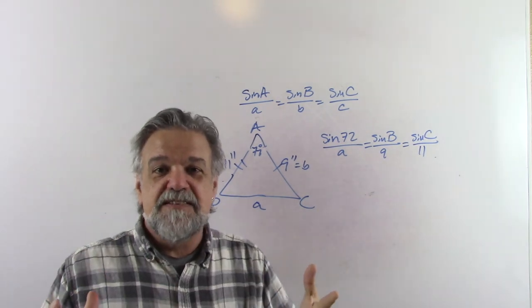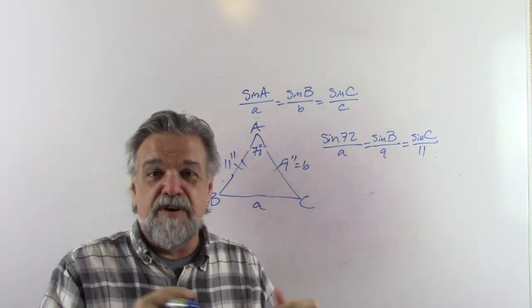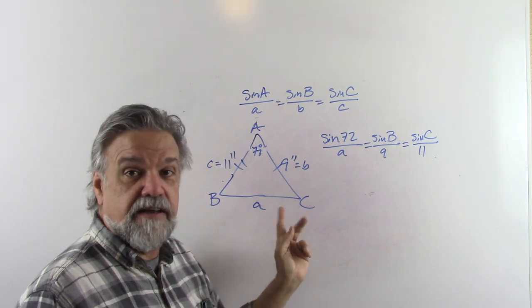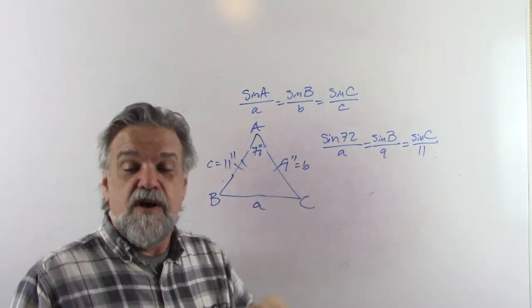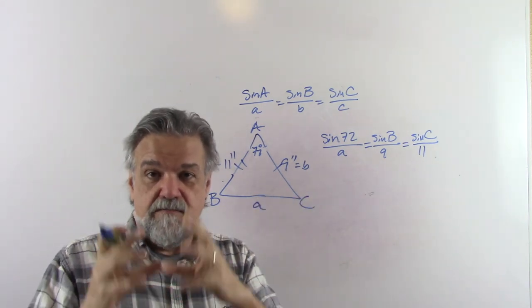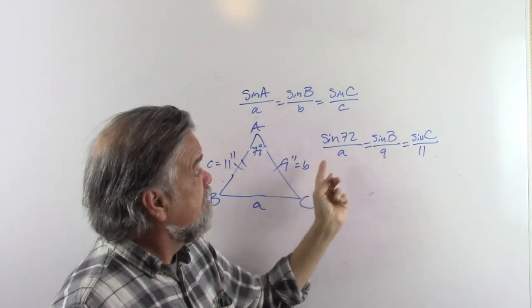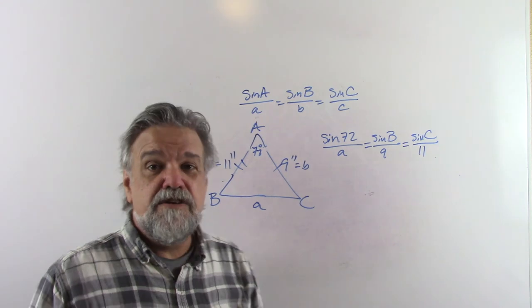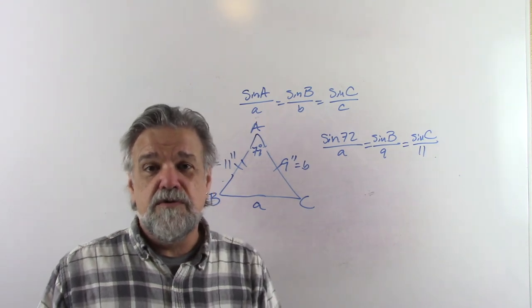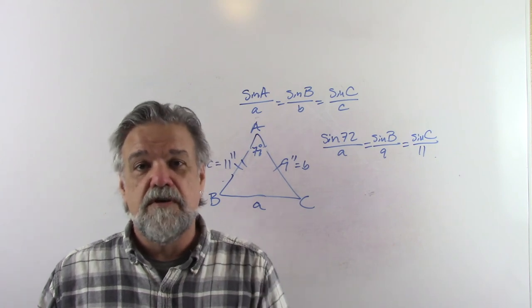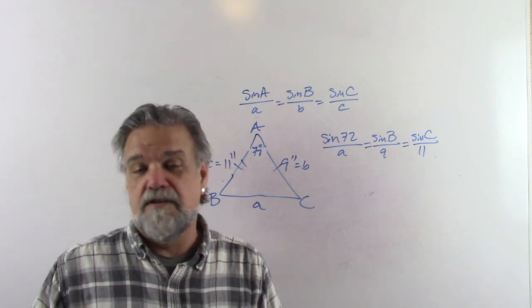In the past, on the other problems we were working on, we always had one of those fractions. Either I would know both angle A and side A, or both angle B and side B. One of my fractions would give me a number, something that I actually knew. I don't know anything here. So I need a new tool. And that new tool is called the law of cosines, or the cosine rule, or as if you're me, you call it the cosine property.